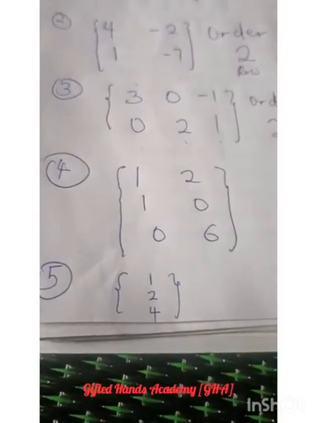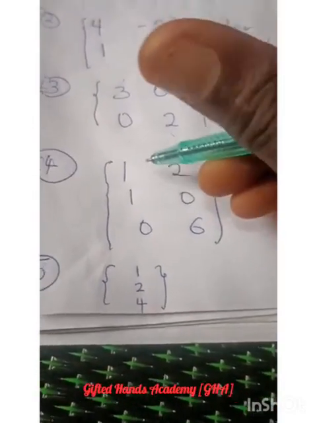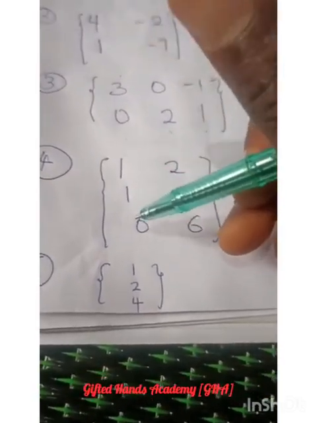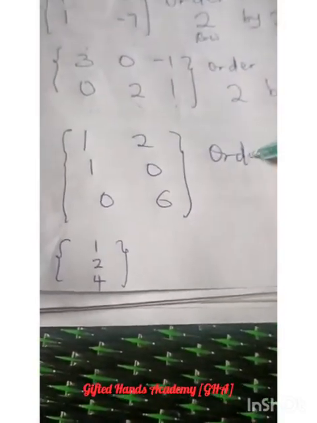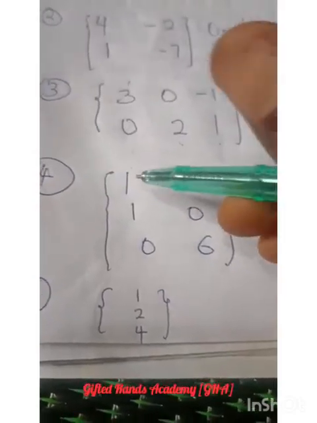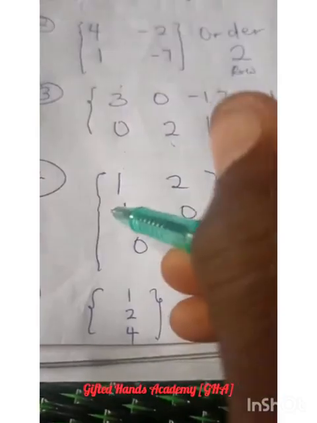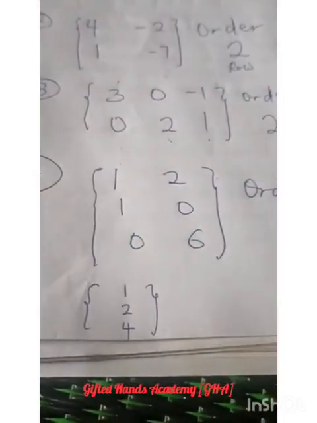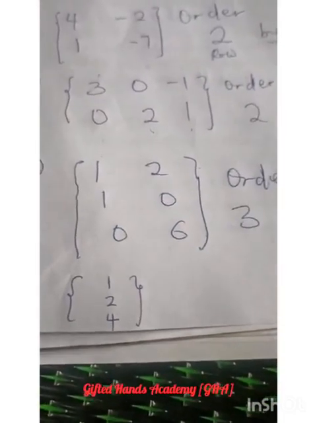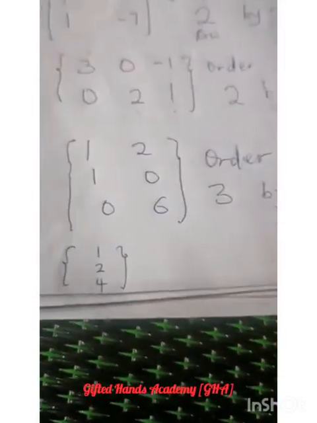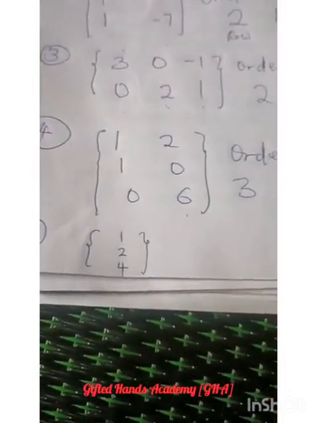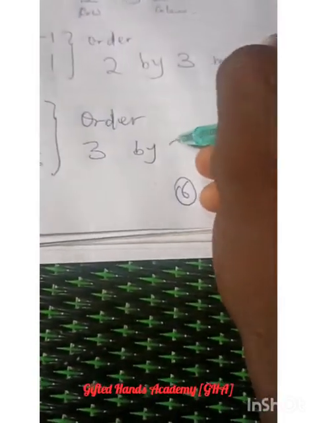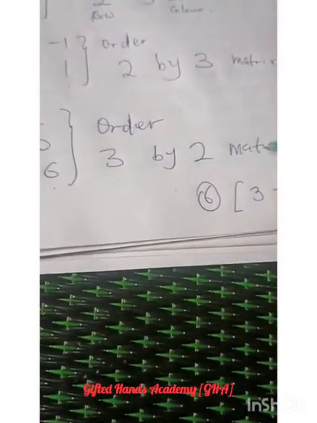Okay, so let's give the order of this number 4. I have 1, 0, 1, 1, 0, 2, 0, 6. So the order of this matrix now is very simple. I said I'll name the row first. The rows are 1, 2, 3. So this is a 3 by, then the column. The columns are 1, 2. So this is a 3 by 2 matrix.